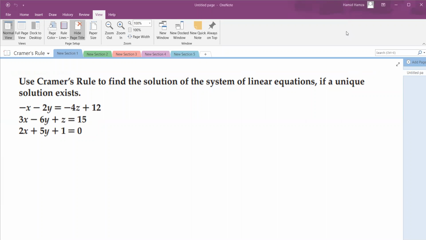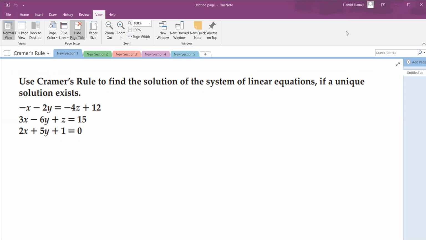Today we'll solve a 3 by 3 system containing three variables, x, y, and z, using Cramer's rule. Before we start, we need to make sure that the equations are in standard form.